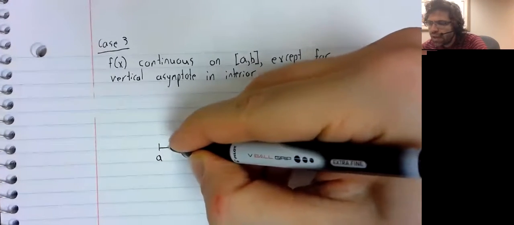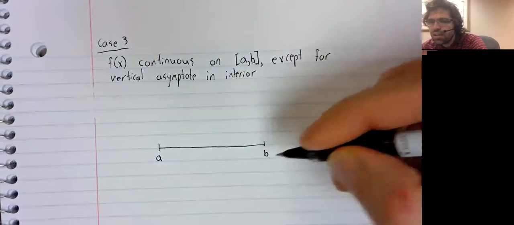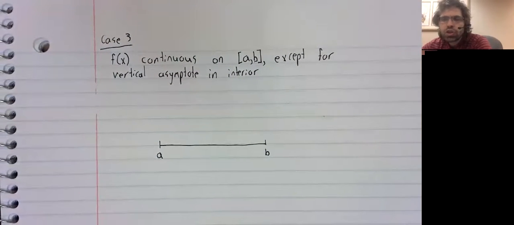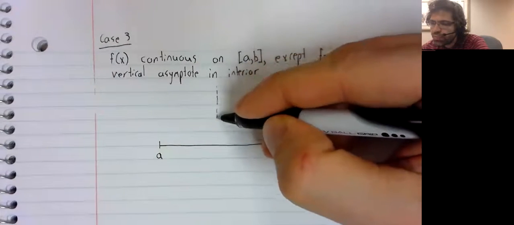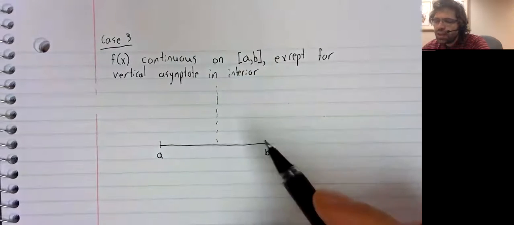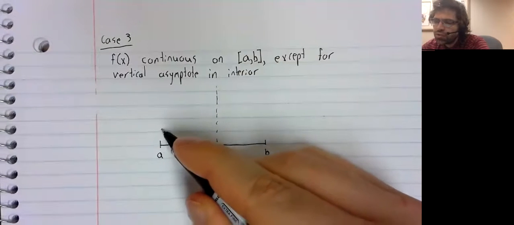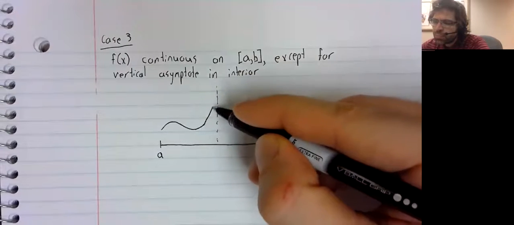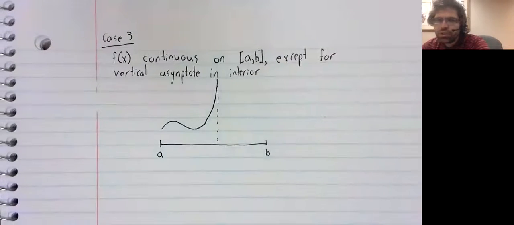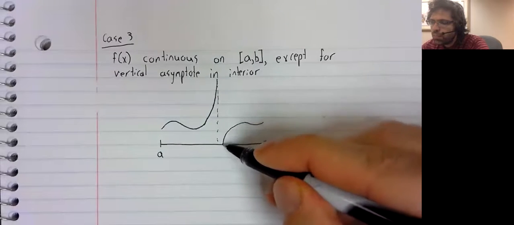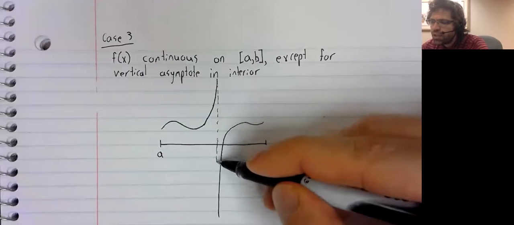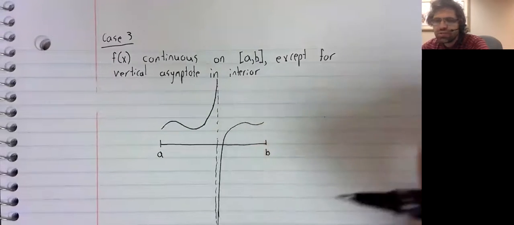We'll now consider vertical asymptotes in the interior rather than the endpoints. So we've got an interval from A to B, and we have a function that we want to integrate. It's continuous at the endpoints, and it's continuous almost everywhere, except that there's a vertical asymptote somewhere in the interior of this interval.